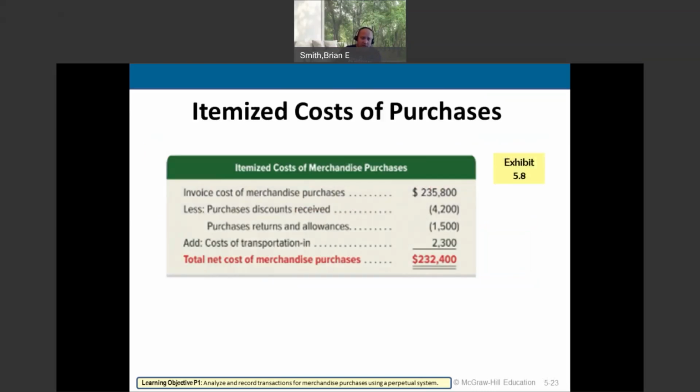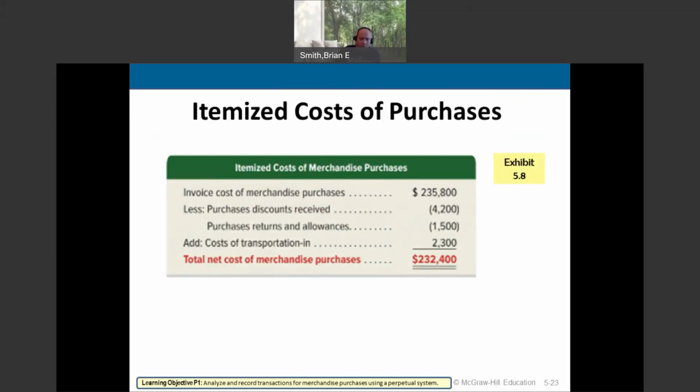So here's the itemized cost of purchases. We bought all this purchase. We had some discounts and some allowances. We added the cost of transportation. So the total net cost of merchandise purchased right there is $232,400. That's what we're going to take the discount on if we have a discount at all. Okay, it's a good little slide for you to look at.